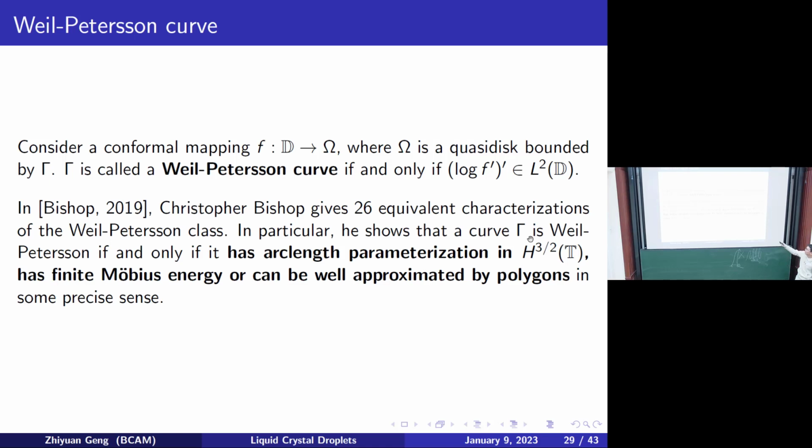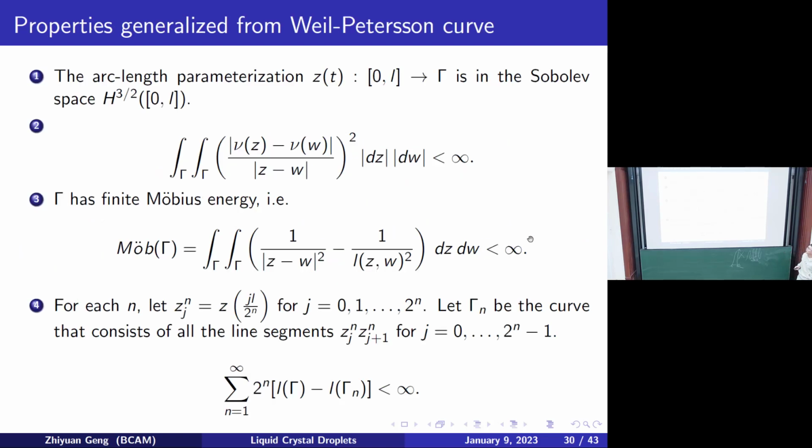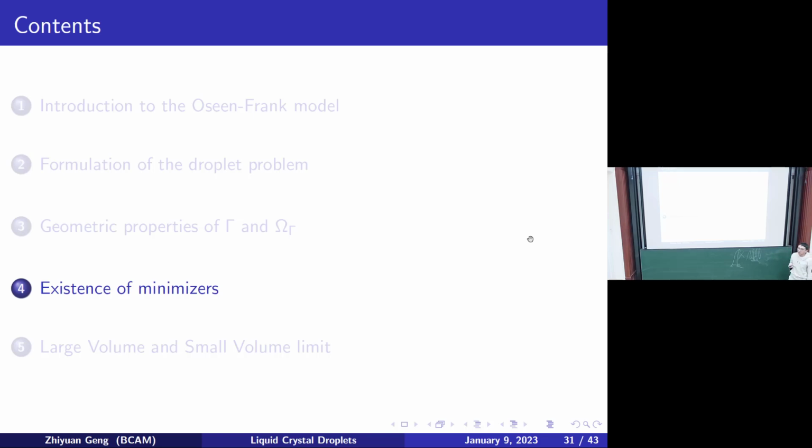And actually, in this work of Bishop, he gives 26 characterizations in total of this Weil-Petersson class, and many of these properties can be generalized to our problem with slight modification of the proof. Here I just list some of these properties. The first one: since we already parameterized our curve by arc length, this arc length parameterization is in the Sobolev space H3. And we can list more properties satisfied by our problem.